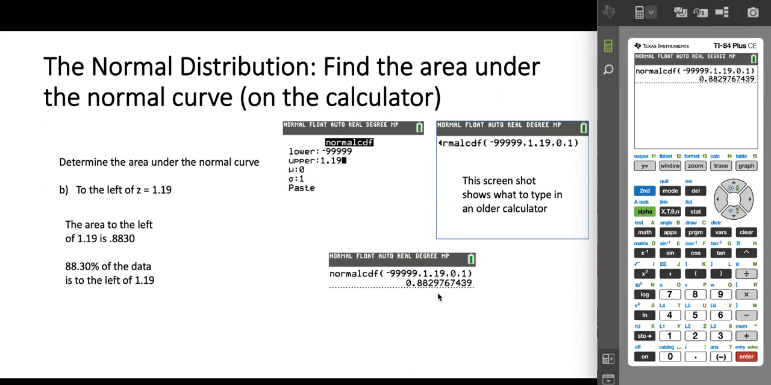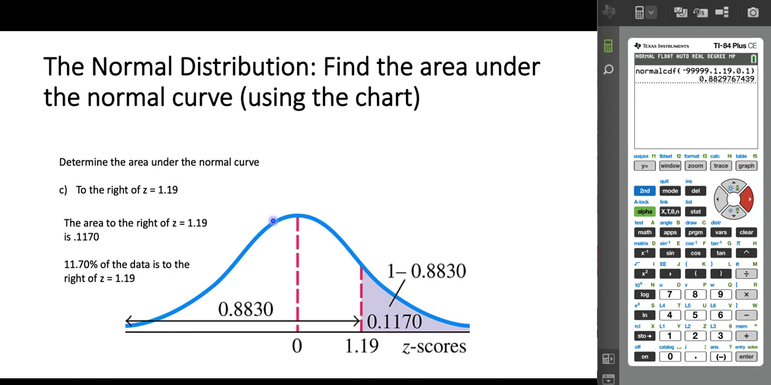Excellent. I really think the calculator is the easiest way to do these. You have the technology. You paid for it. If it was me, I would use it. All right, next thing we want to do is look at the area to the right of z equals 1.19. Well, if you'll remember, those charts give you the area to the left. So if you're going to use the chart, it's going to give you this area of 0.8830. We have to be smart enough to realize that we have to subtract that from 1. Remember, the total area is 1. So 1 minus 0.8830 gives me the part that's to the right, which is 0.1170.